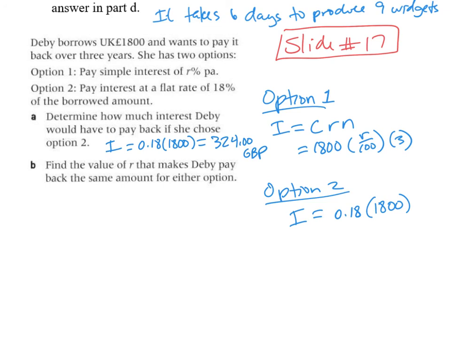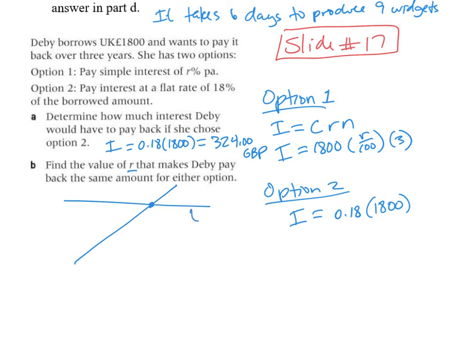Okay, then letter B says, find the value of R that makes Debbie pay back the same amount for either option. So what we're going to do is look at these 2 functions and we're just going to graph them and then find their point of intersection. So option 1 would be an increasing graph like that. Option 2 is a flat horizontal line, and you're going to find that point of intersection.